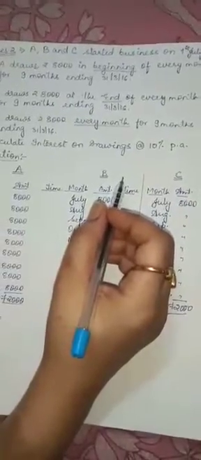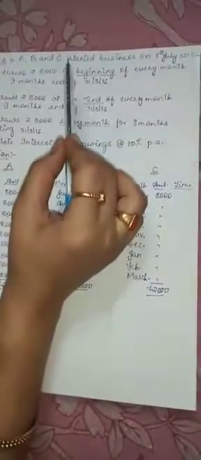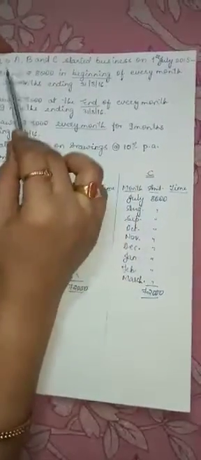Hello children, now we will do one more question of the first case of interest on drawings. That means when equal amounts are withdrawn at regular intervals. Then in that case, how would the interest on drawings be calculated by the firm? So this is the question.